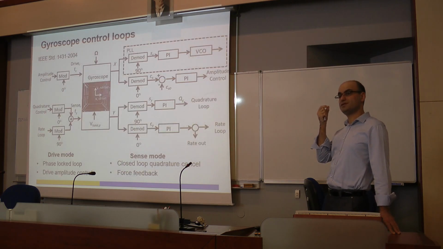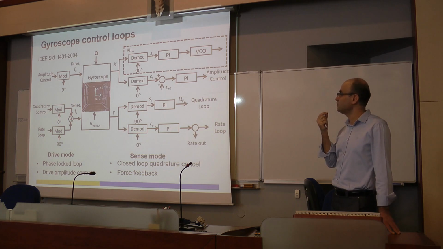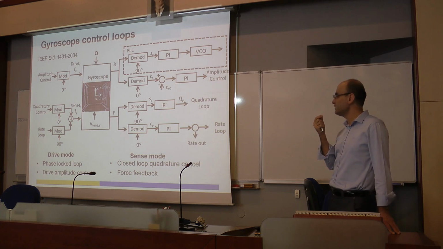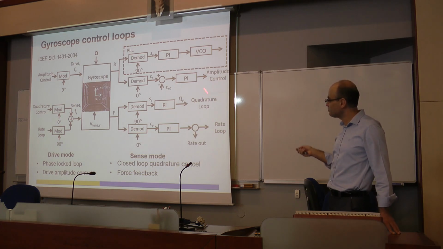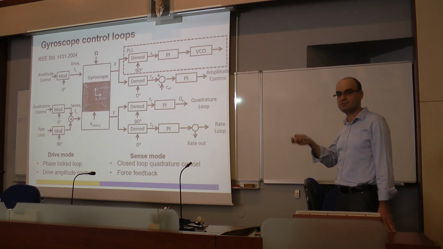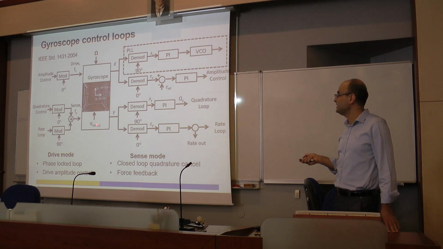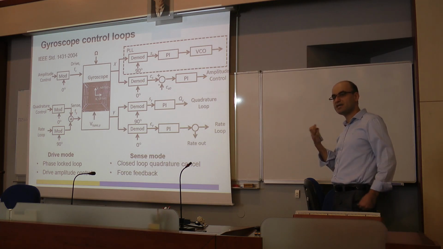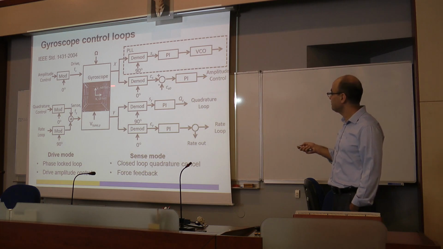Gyroscope control. The reason gyroscopes are not as common in usage as accelerometers is that they are complex. This is the control structure of a gyro. In an accelerometer, you have two blocks. You just read the output in general. But here, it has a drive mode and a sense mode. We have to lock into the resonance frequency. For that, we have a PLL on the drive mode.